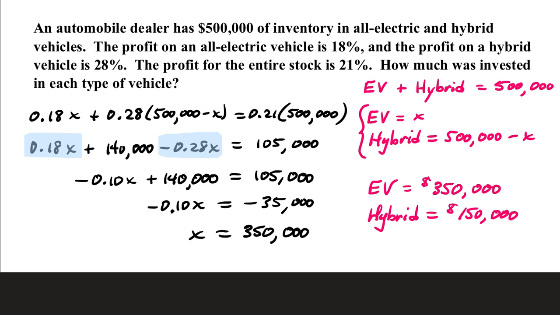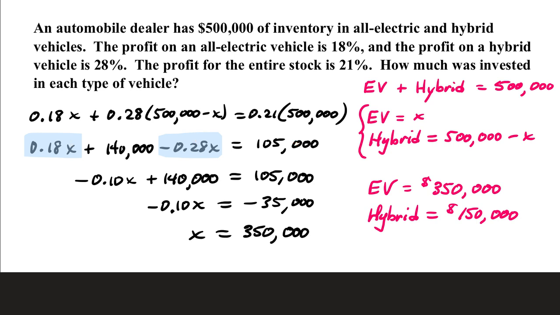Pick one of the types of vehicles and assign it the letter X. The hybrid, in this case, will make up the difference between the vehicles and the 500,000. Go to the black ink, 18% profit on all electric, plus 28% profit on hybrid, which is the remaining amount out of the 500,000, equals 21% profit on all of it, 500,000. Multiply, we have 0.18x, distribute 0.28, that's 140,000 minus 0.28x. 0.21 times 500,000, that's 105,000.